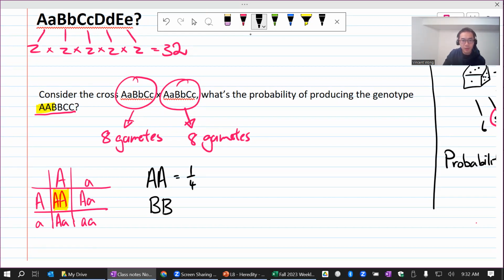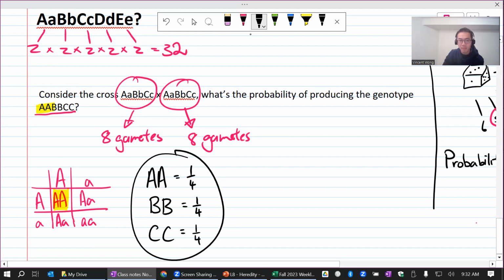Now, I am not going to do the other 2 tables, but I hope you see it is the same. I just changed all the A's to B's, right? So for big B is also a quarter. For big C is also a quarter, right? So what's the probability of all these things happening at the same time? Quarter times quarter times quarter, which is 1/64.